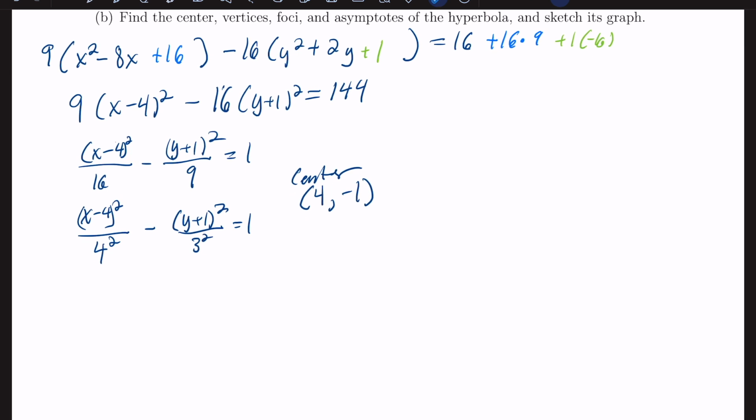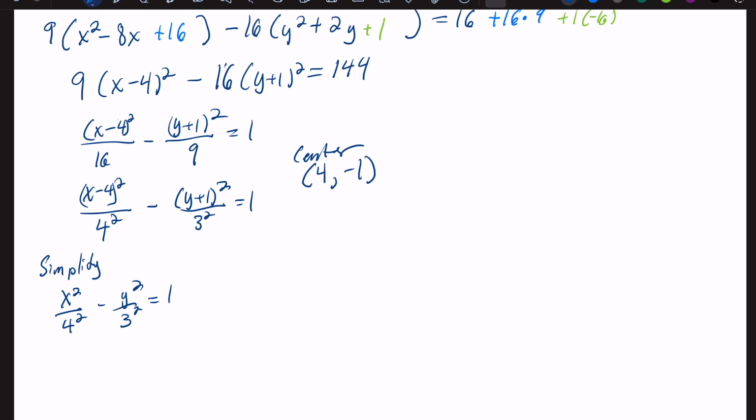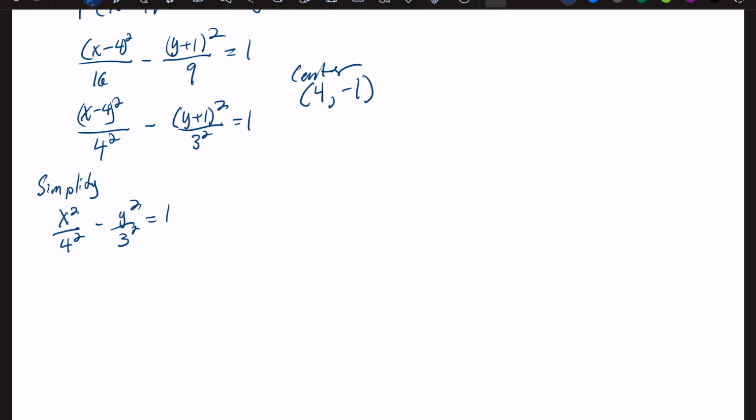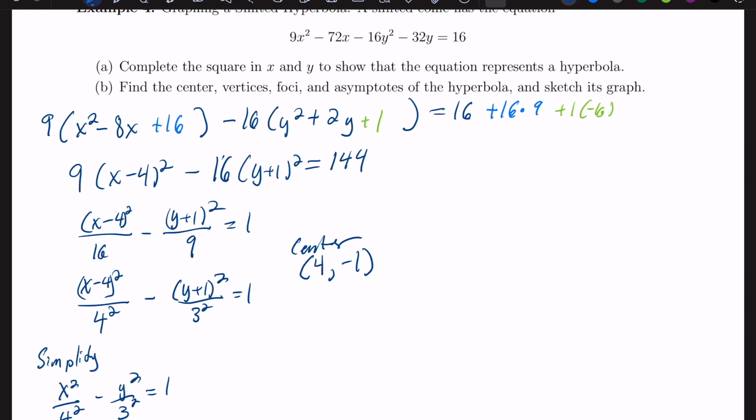All right, so what do we do? We simplify this, just like before. So we get x squared over 4 squared minus y squared over 3 squared equals 1. All right, let's find all the things. Let's just check off things as we do it. We found the center, it's right here.